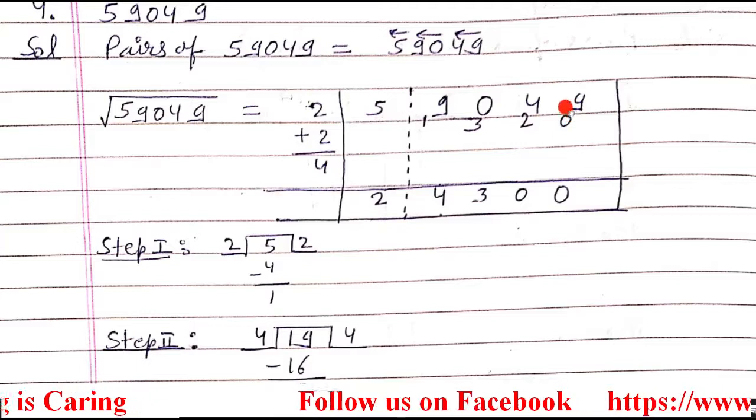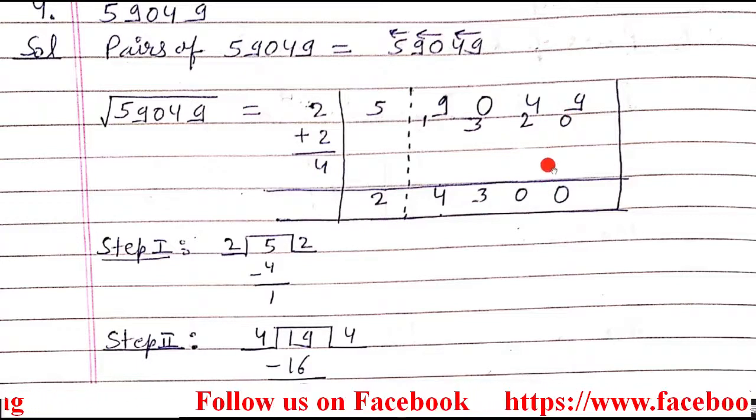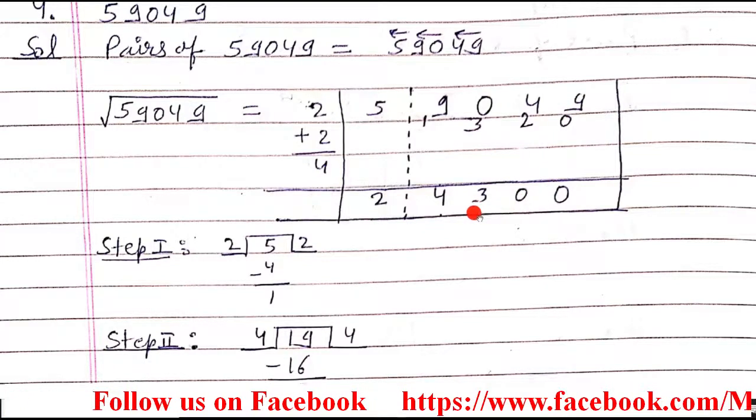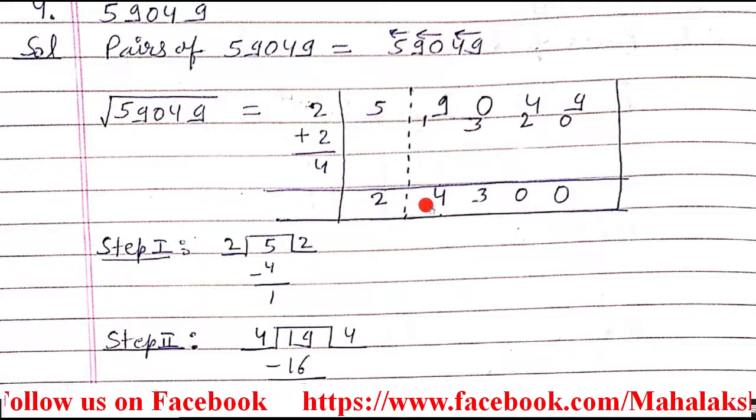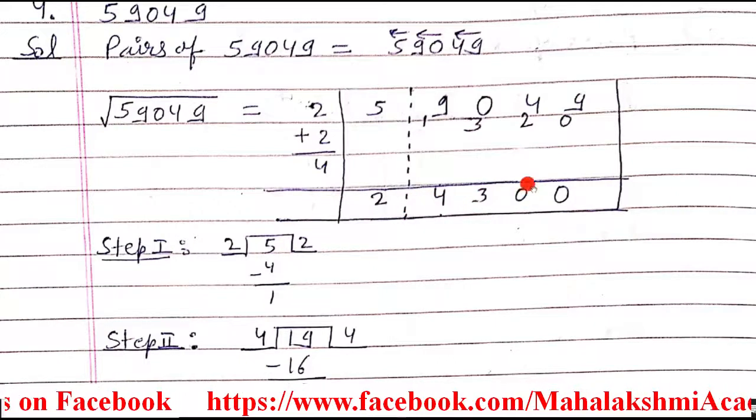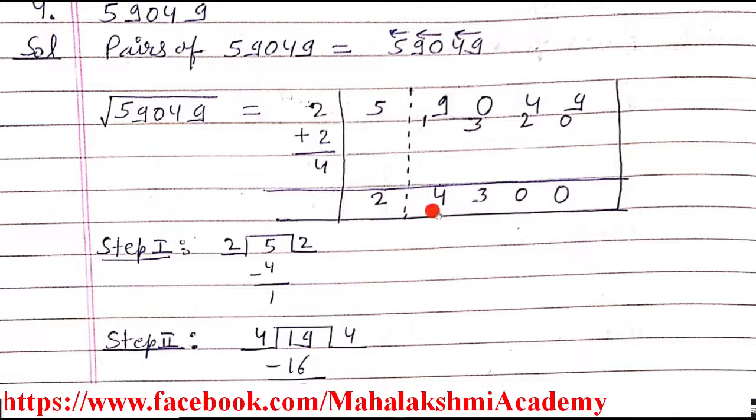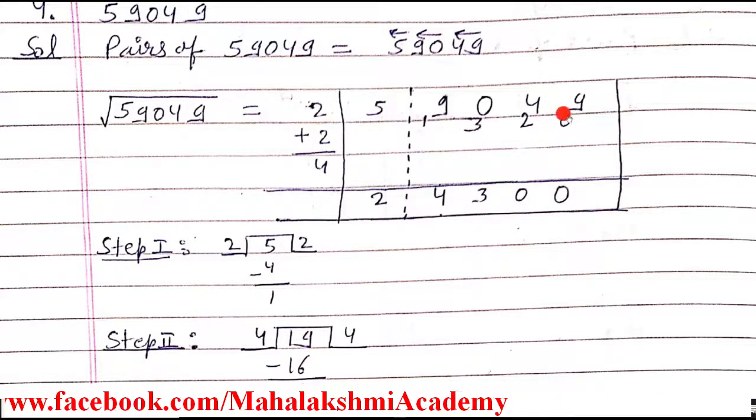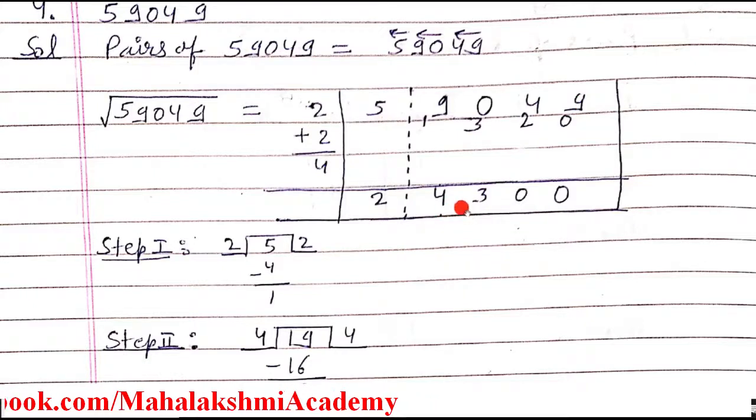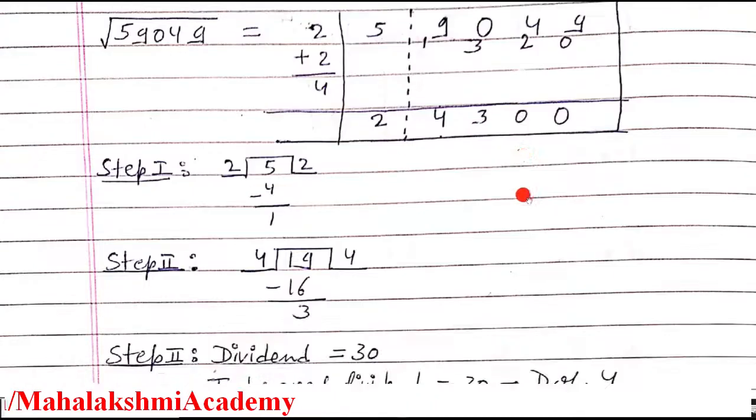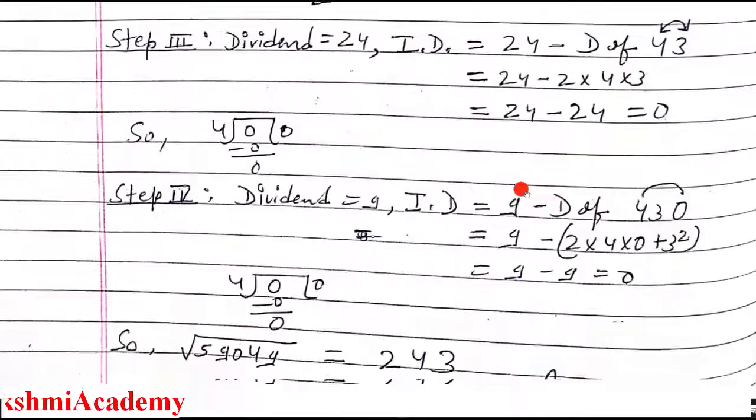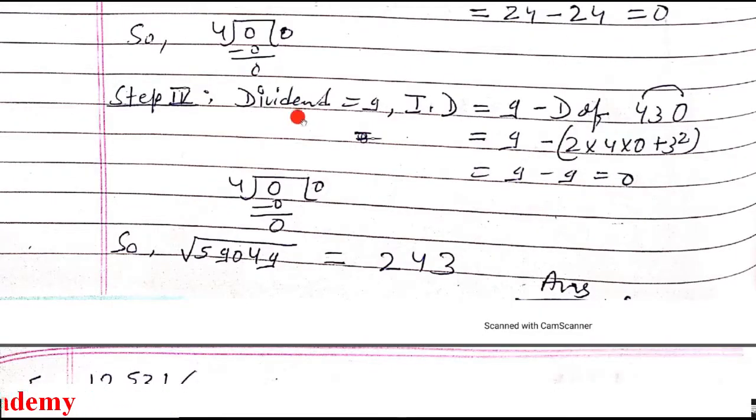So to improve 0, 9, before this column we have 3 digits after the dotted line. After the dotted line, 4, 3 and 0. Before this column you have 4, 3, 0. So 0, 9 minus D of 430. So just see the next step. Dividend is 9, improved dividend is D of 430.